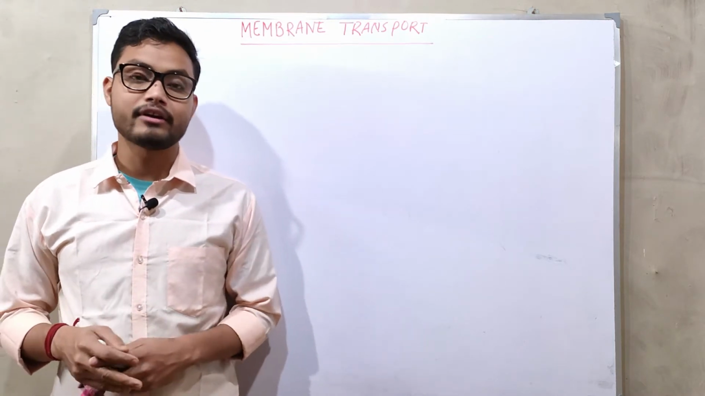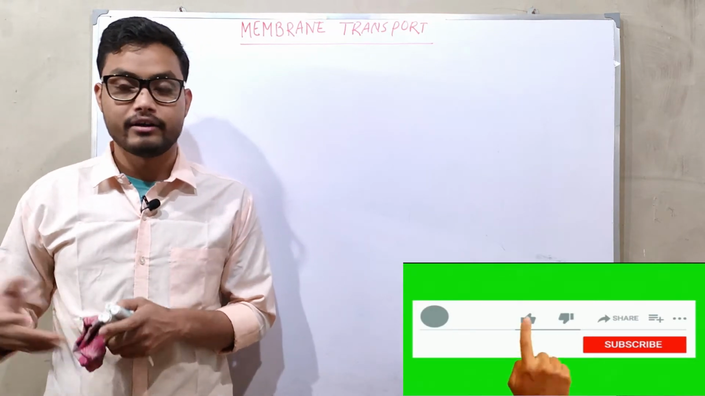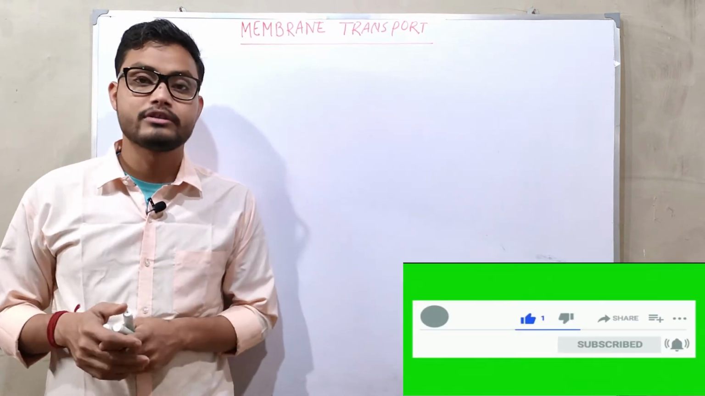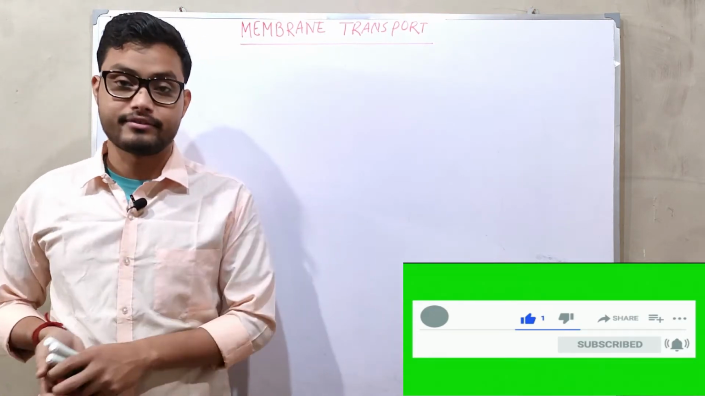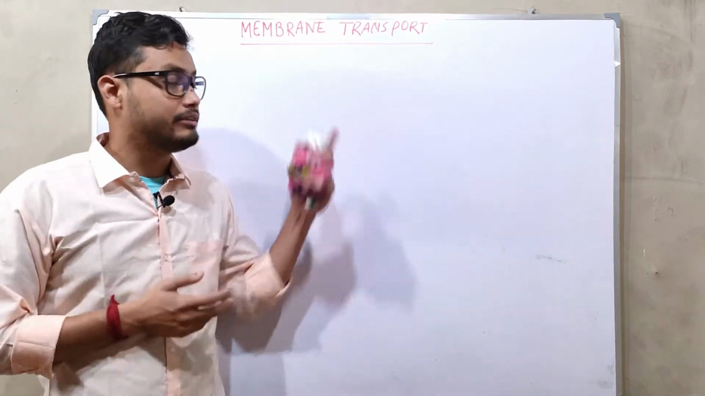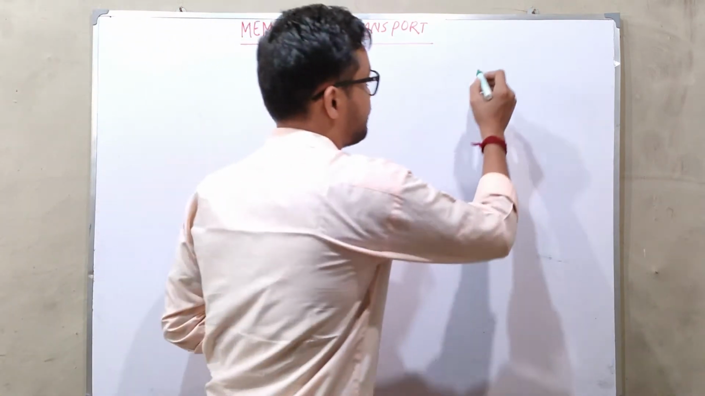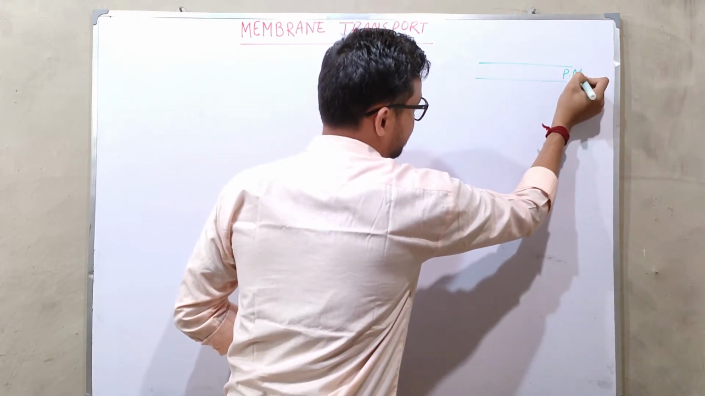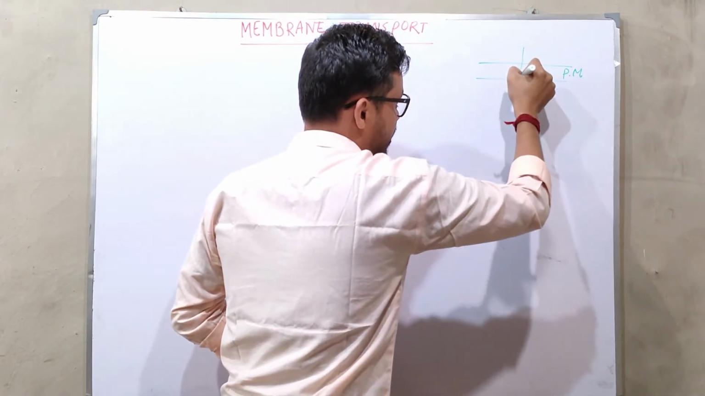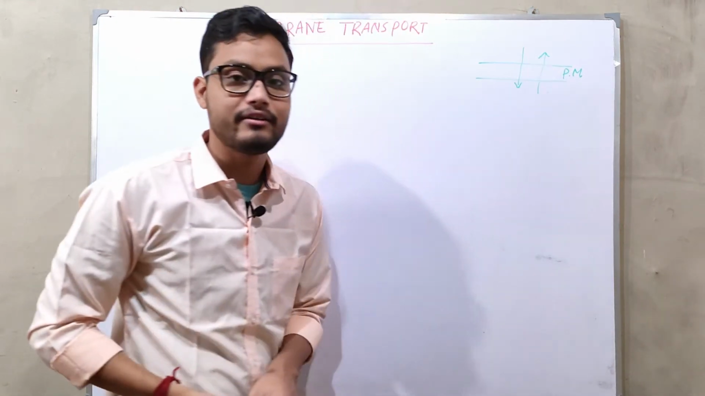So basically membrane transport is a phenomenon by which small solutes, ions and some other molecules are transferred from one side of the cell to another side of the cell by this membrane. If this is a plasma membrane, then from outside to inside or inside to outside, this is known as membrane transport.